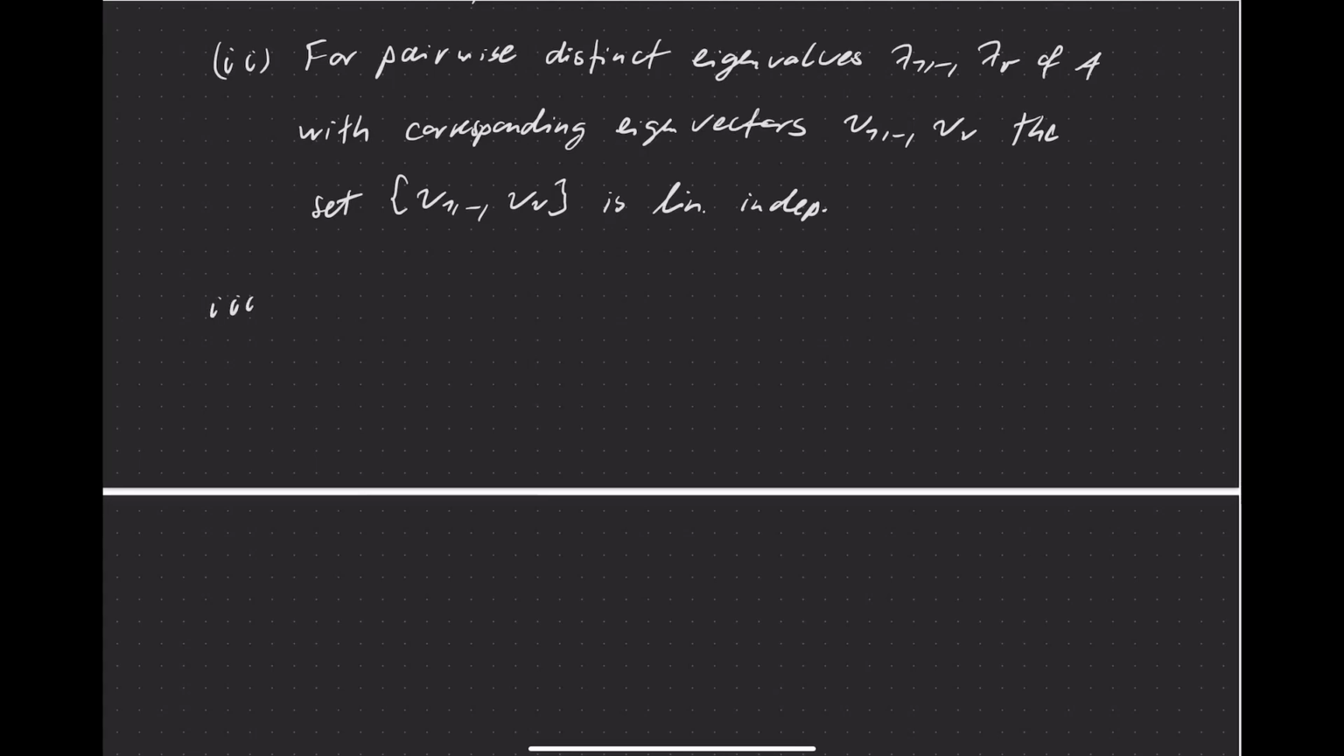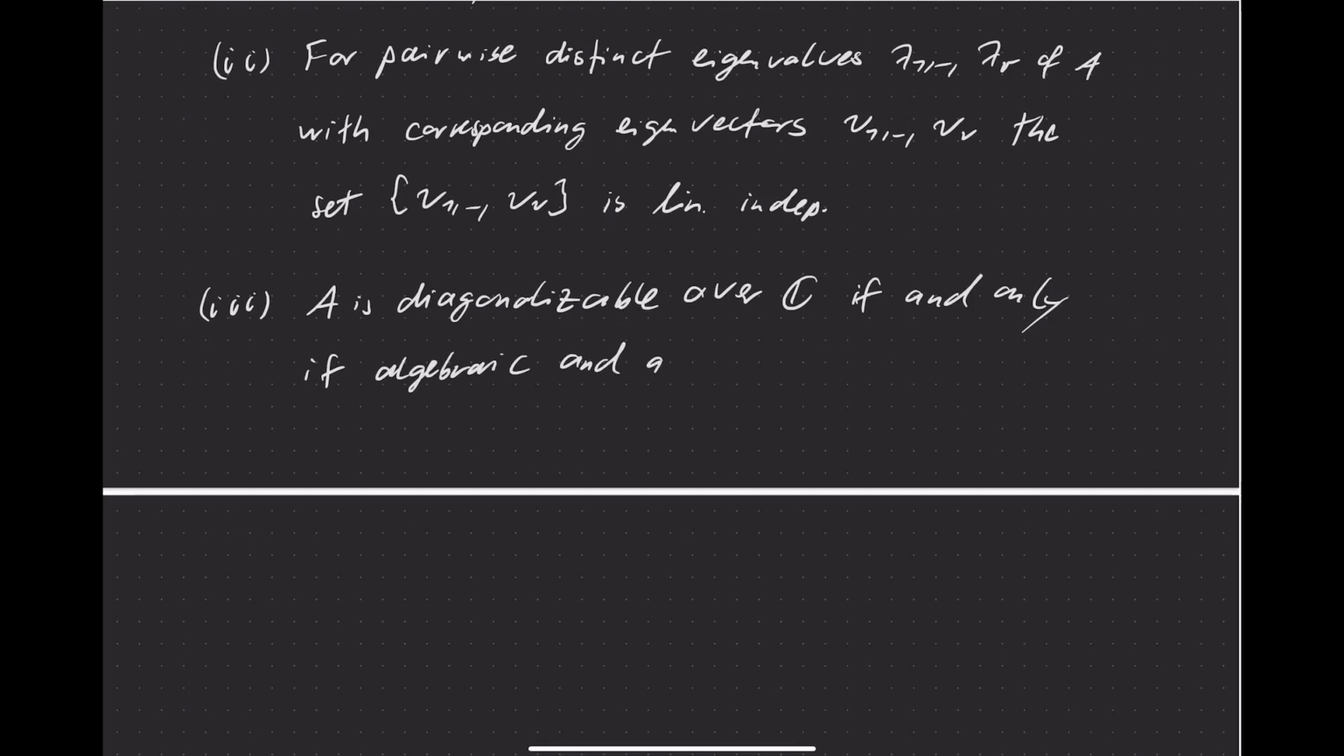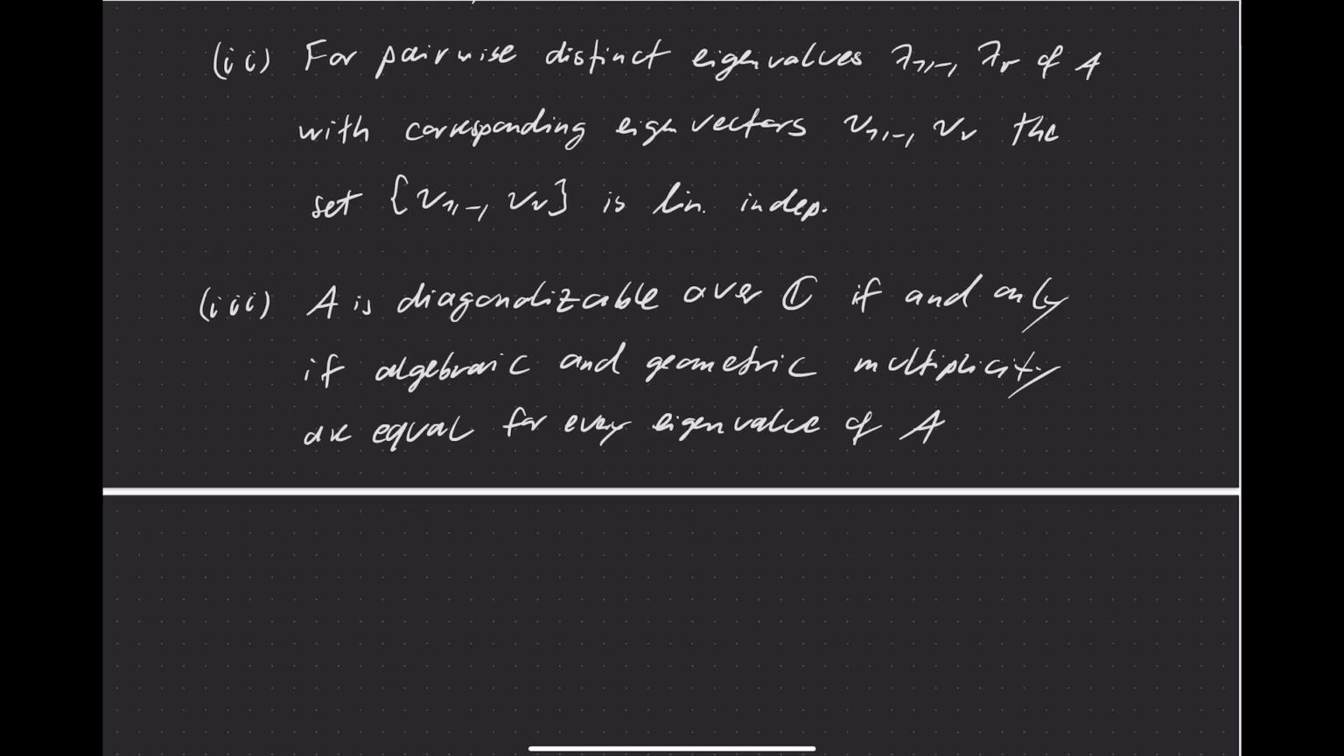And finally, the conclusion. The matrix A is diagonalizable over C. So we may need to use complex eigenvalues and complex eigenvectors if and only if algebraic and geometric multiplicity are equal for every eigenvalue of A. Okay, so that's the criterion we've been looking for.